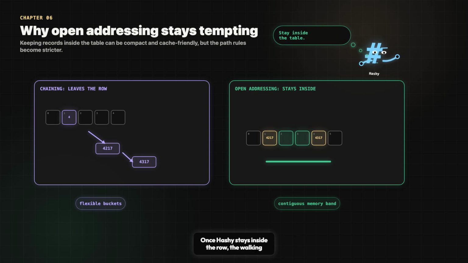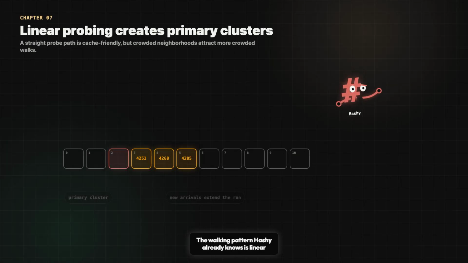Once Hashy stays inside the row, the walking pattern becomes the next problem. The walking pattern Hashy already knows is linear probing. If the home slot is full, try the next slot. If that is full, try the next one and keep moving one cell at a time. This is simple and it can be fast because nearby cells are checked together.